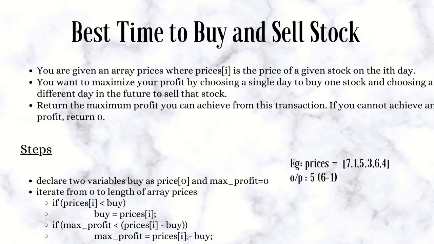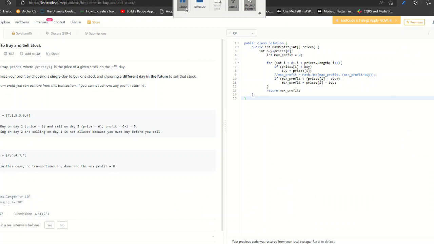So like that, if we iterate, the buy value will be 1 because that is the lowest, and the prices of i will be 6. At that time we will calculate the value of the max profit. So this is how it is programmatically solved. It is the same way which I have explained using the slide.